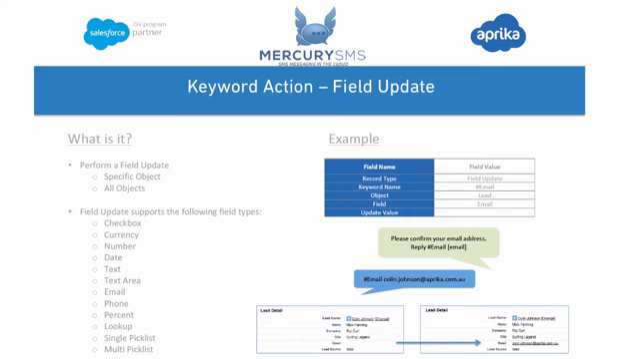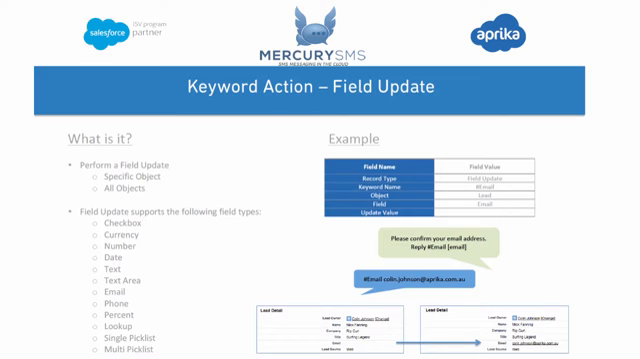Where the person sends in an invalid response, if the response is invalid for that field type, the field will not be updated. However, the original inbound message will still be stored on the task record linked to the parent record.